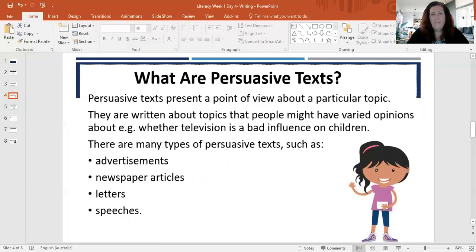So what are persuasive texts? Persuasive texts present a point of view about a particular topic. They're written about topics that people might have varied opinions about. So, for example, whether television is a bad influence on children. There are many types of persuasive text, such as advertisements, newspaper articles, letters, or speeches.